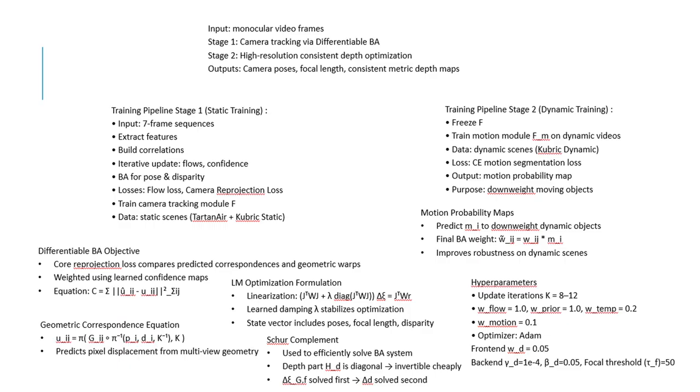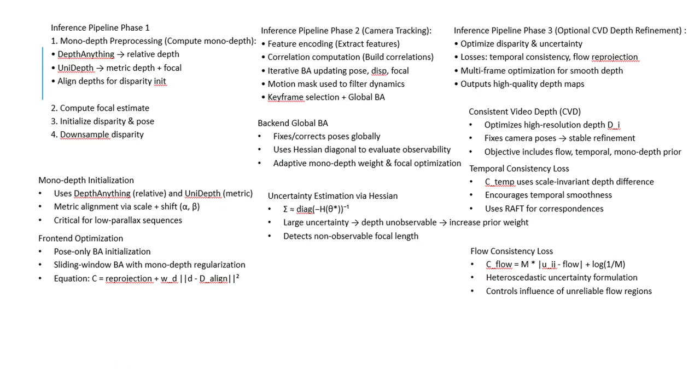the BA system. Then the hyperparameters in our training are update iterations k, which are 8 to 12, W flow, W prior and W temp and W motion. We use the Adam optimizer. For the front end they use 0.05, and for the back end they use focal threshold and depth threshold, with threshold depth as 1e-4 and focal threshold as 50.